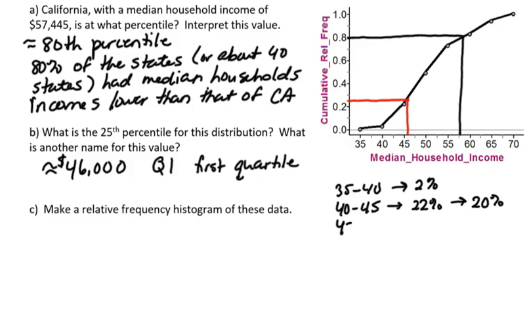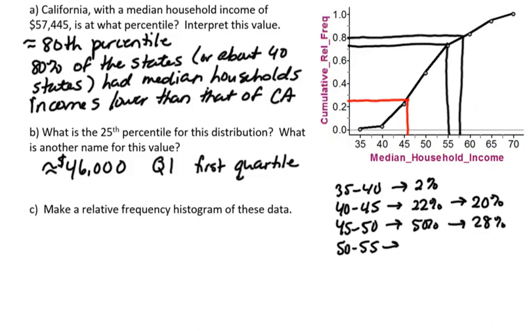When we go from 45 to 50, you can see we go from about 22% to maybe about 50%. So we're at 50% now, which is a change of 28%. When we go from 50 to 55, if I go up and over, I would evaluate that at maybe 73%. So we see a change of about 23%.